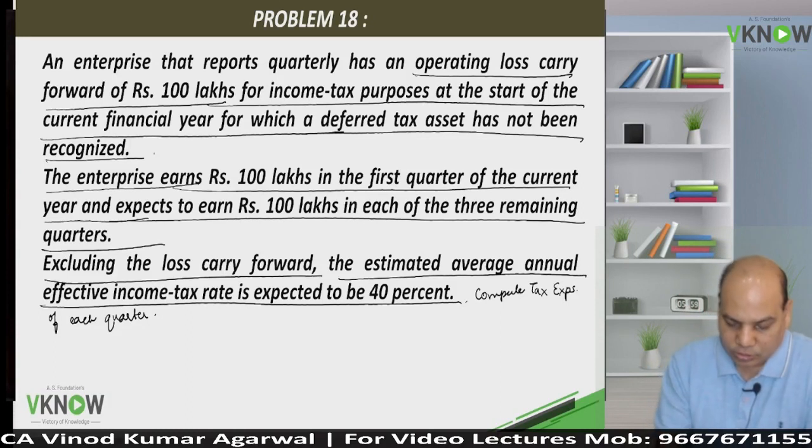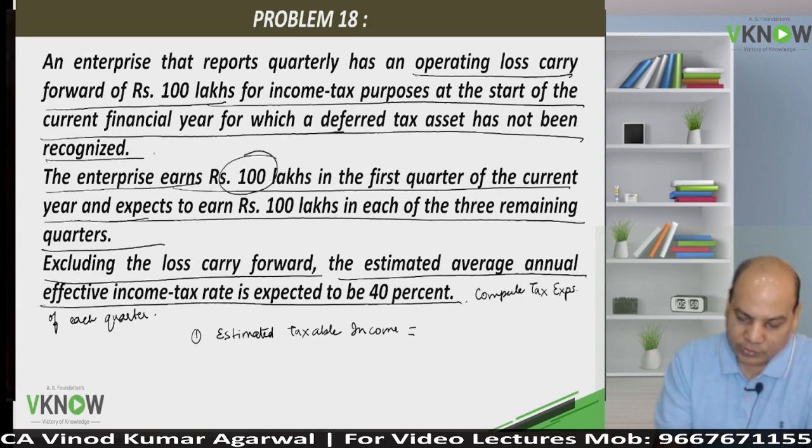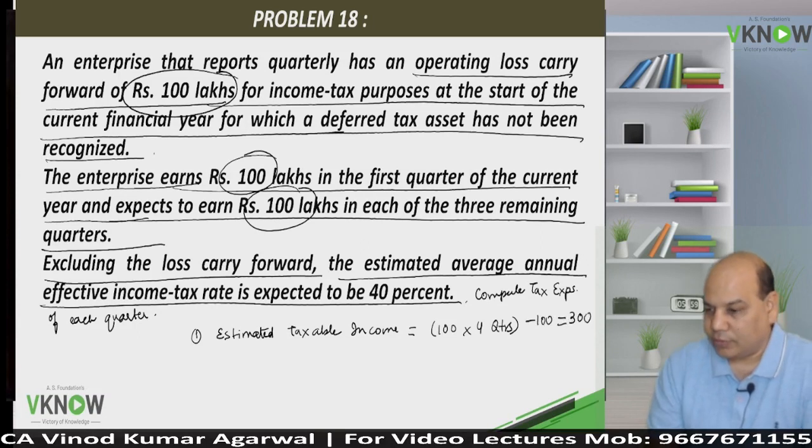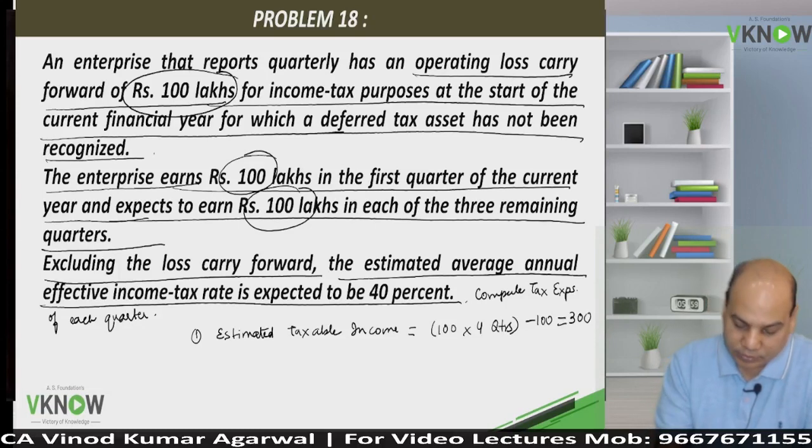So first I will compute estimated taxable income. Now each quarter income is 100. So 100 into 4 quarters, and you have a carry forward loss of 100, minus 100. 400 minus 100, 300.